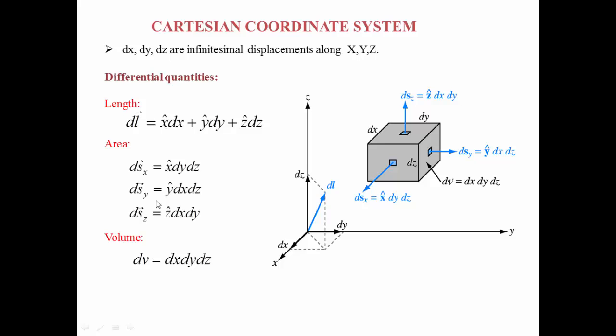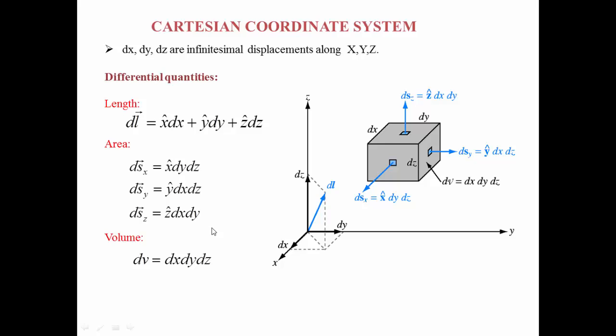Coming to the y side surface area analysis. This is the y side surface area analysis. This surface is formed between x and z values. So the x direction value is dx and the z direction value is dz, and the direction is y. So this is marked here. Similarly for the z direction.